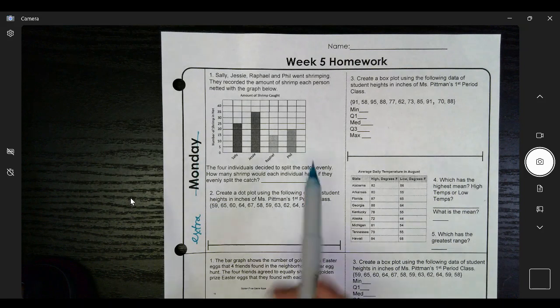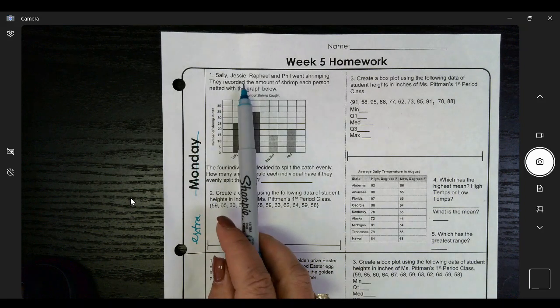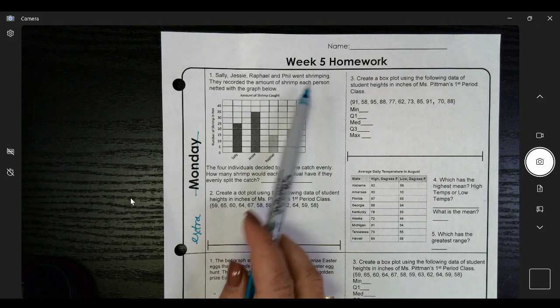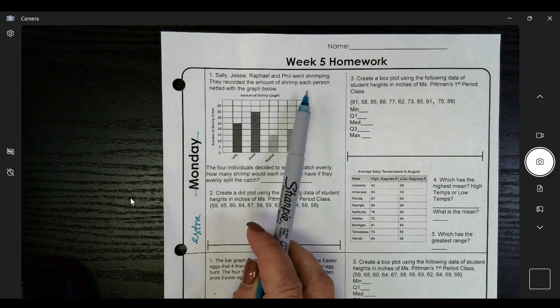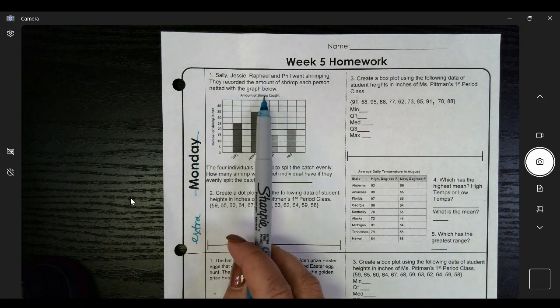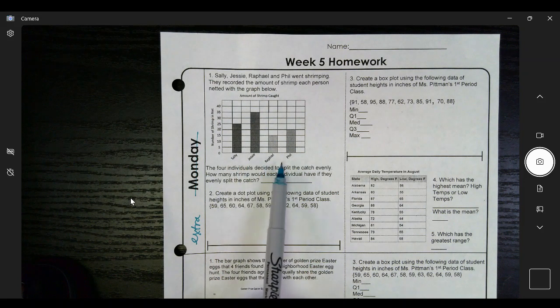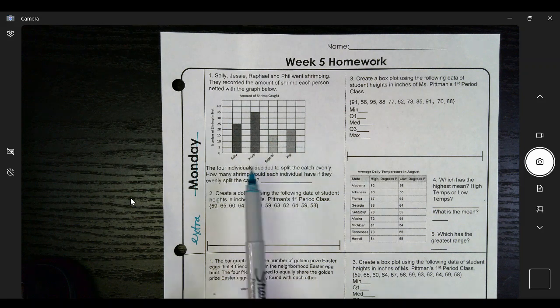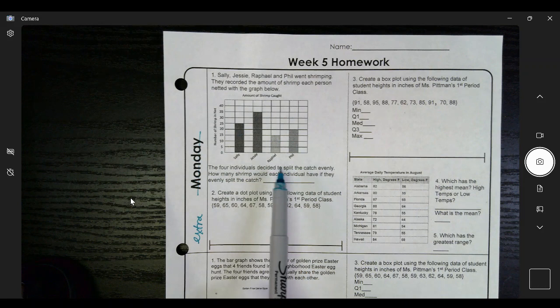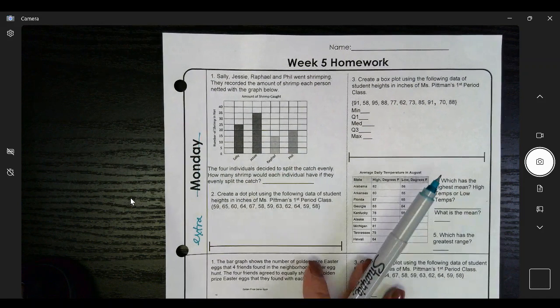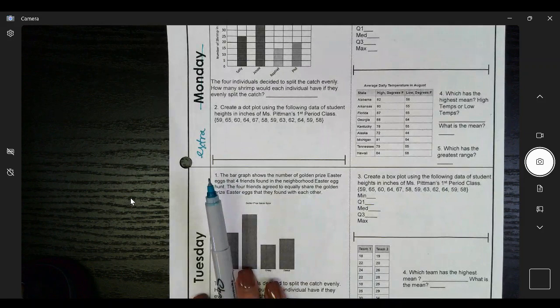So starting off on number one, it says Sally, Jesse, Raphael, and Phil went shrimping. They recorded the amount of shrimp each person netted with the graph below. So we have Sally's, Jesse's, Raphael's, and Phil's catch numbers up here. Okay, it says the four individuals decided to split the catch evenly. How many shrimp should each individual have if they are split evenly? So it's the same exact process down here with the eggs, where we had to split up the eggs evenly.